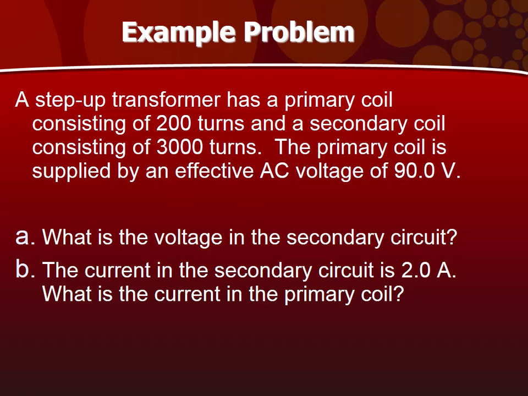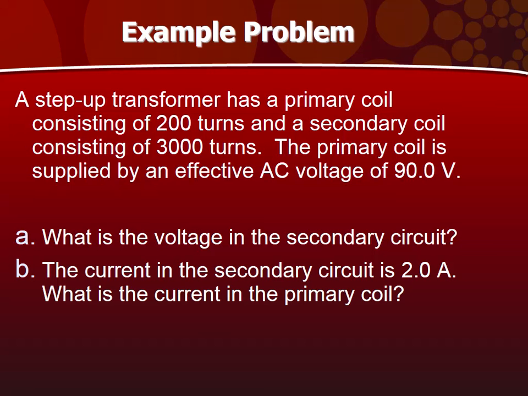So here's your example problem. You have a step-up transformer, so we know where it's getting larger. Okay, the voltage should go up. It has 200 turns on the primary coil, 3,000 turns on the secondary coil. So we're going to get quite a big jump. The primary coil is supplied by an effective AC voltage of 90 volts. What is the voltage in the secondary circuit? After we figure that out, what's the current in the secondary circuit?